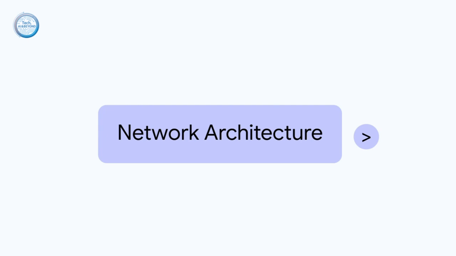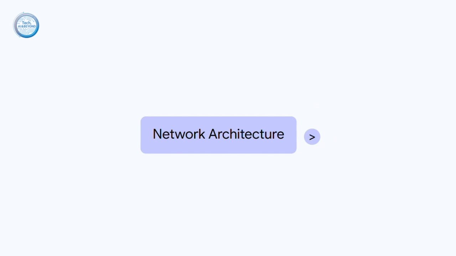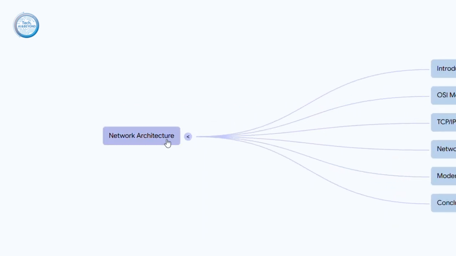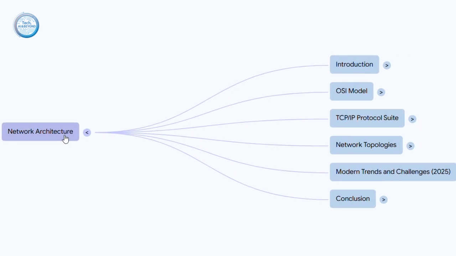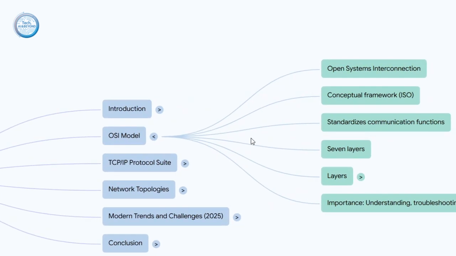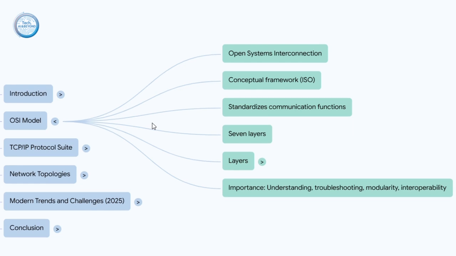Right. So to kick things off, the material points us to a really key question. What are the foundational concepts we need to wrap our heads around? And it specifically brings up the OSI model. Yeah. What's the deal with that? That's a perfect place to start. The OSI model stands for Open Systems Interconnection Model. It's really a cornerstone for understanding how networks operate.